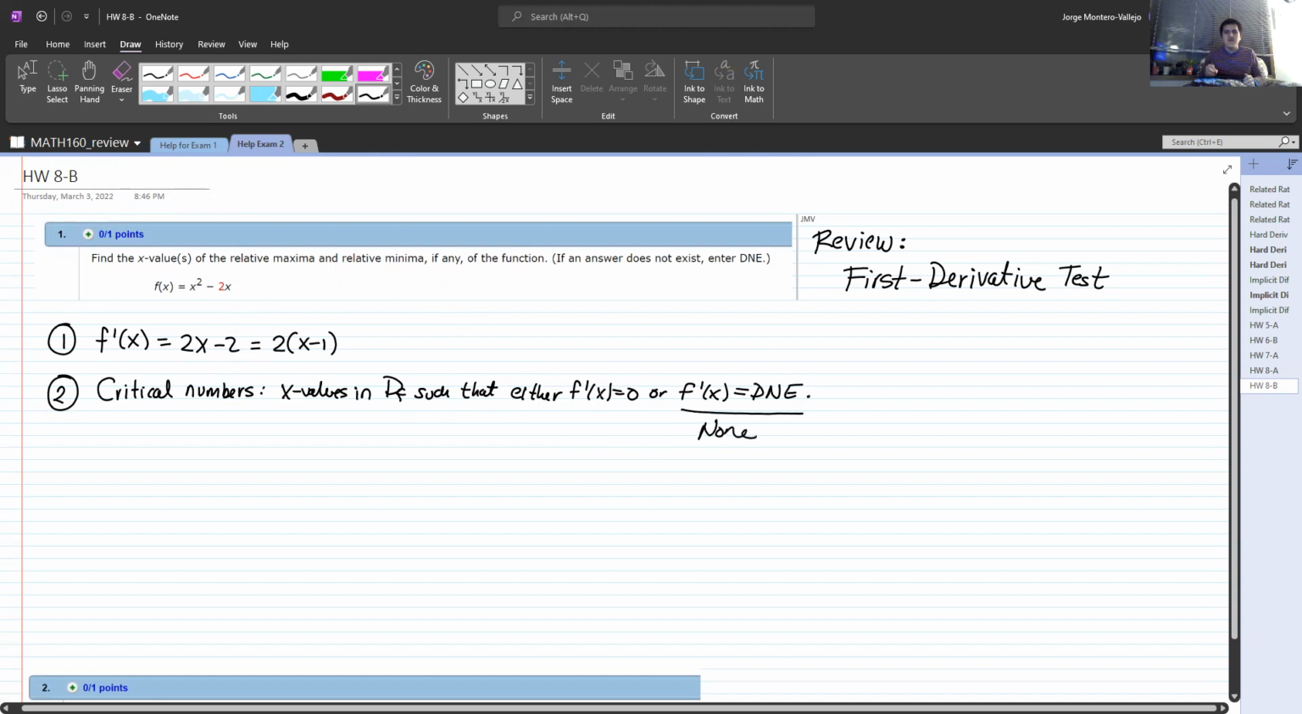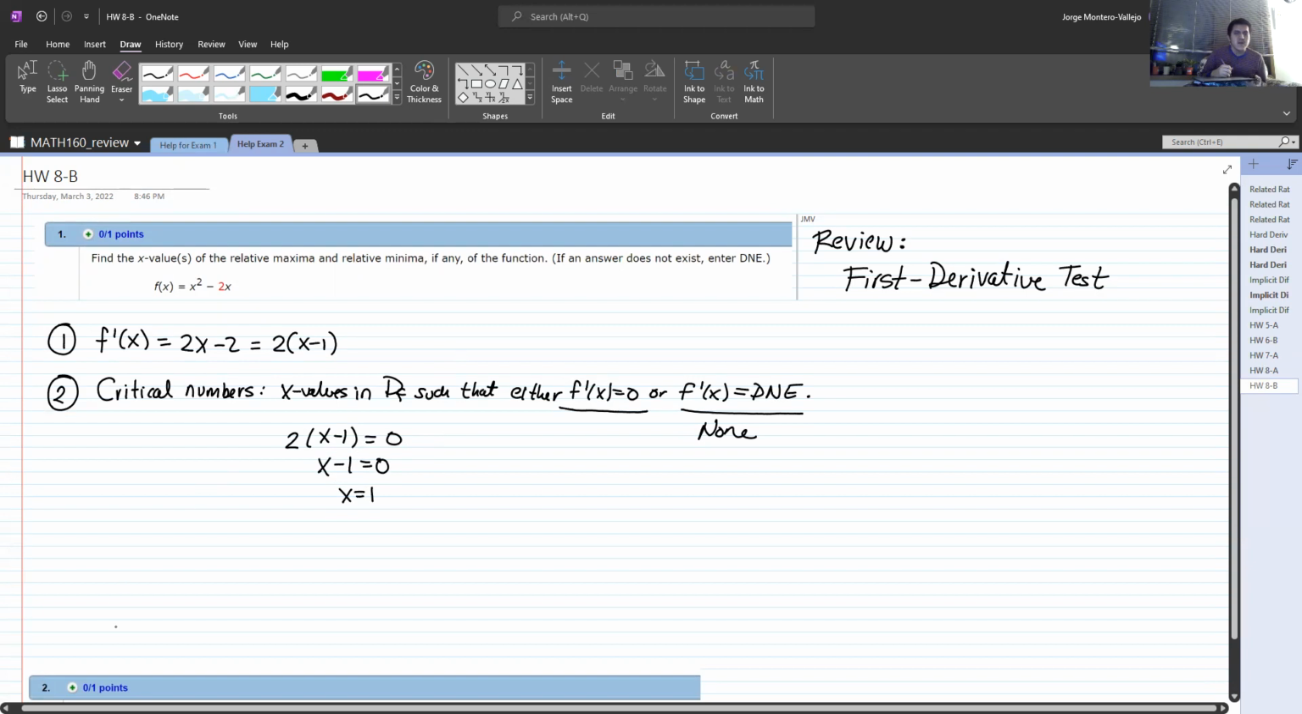Now for the other kind, we will find some, and we need to set the derivative equal to 0. You divide by 2, you still get 0 on the right side, and then you add 1 and you get x equals 1. So that's your only critical number here.